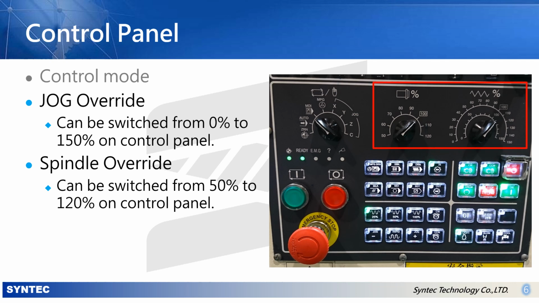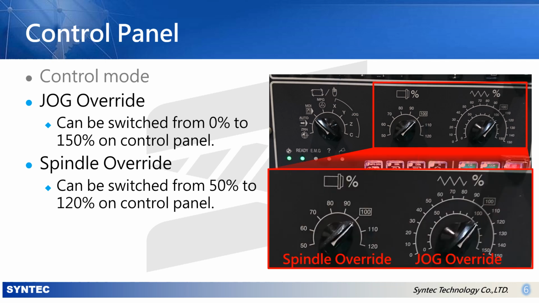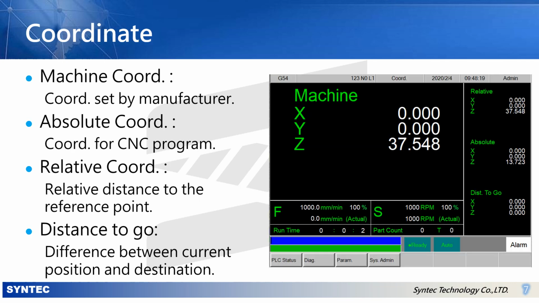There are rotary switches to change jog and spindle override, which can be switched to a smaller value to protect machine. Machine coordinates were set by machinery manufacturer. Absolute coordinates are the reference coordinates for CNC program. Relative coordinates can be used to observe relative distance between specific points by using zero relative coordinates function. Distance to go represents difference between current position and destination in NC file command.